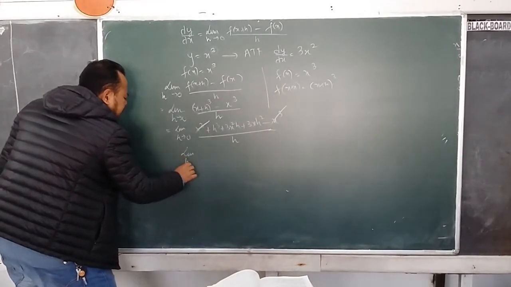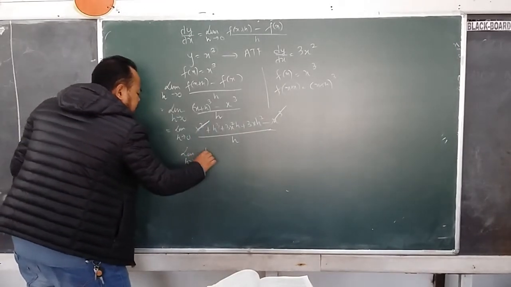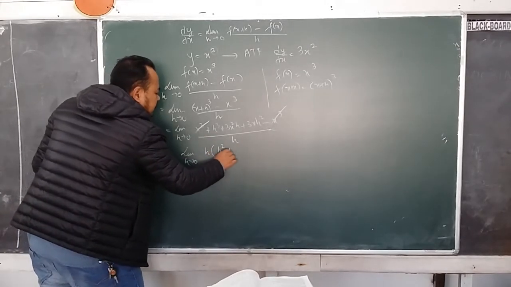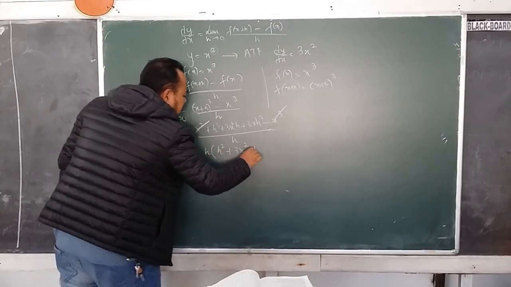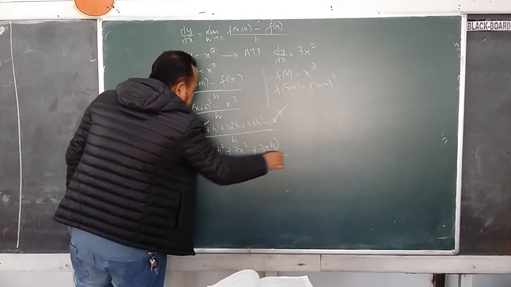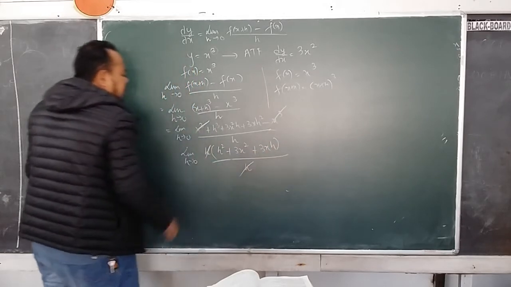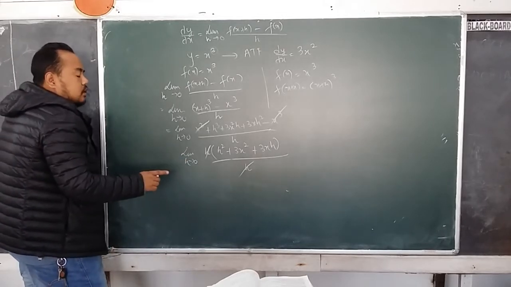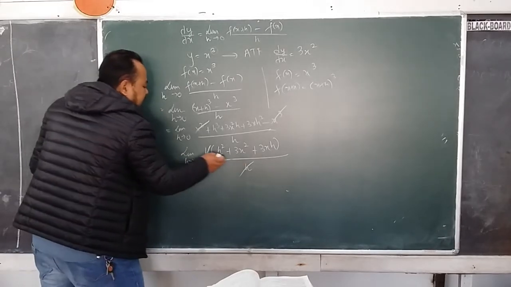Now see what you get. Limit h tends to 0. So h is common. So if I take out h, what do I get out here? h square plus 3x square plus 3xh. Divide the whole thing by h. So h and h gets cancelled. So you don't get 0 in the denominator as you cancelled h.